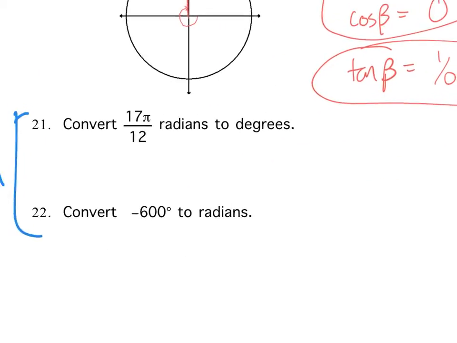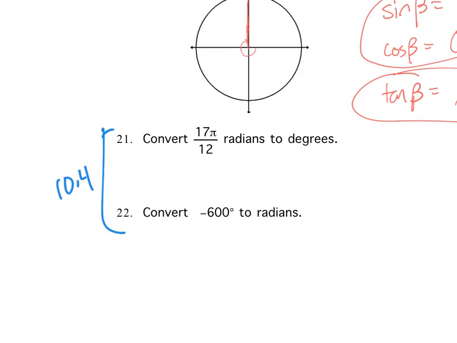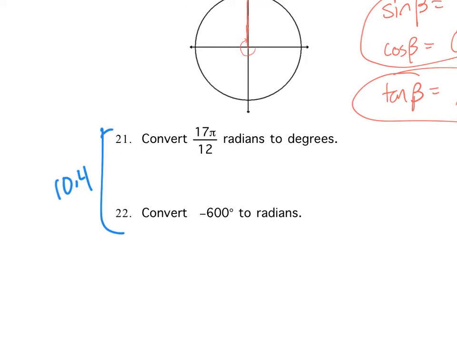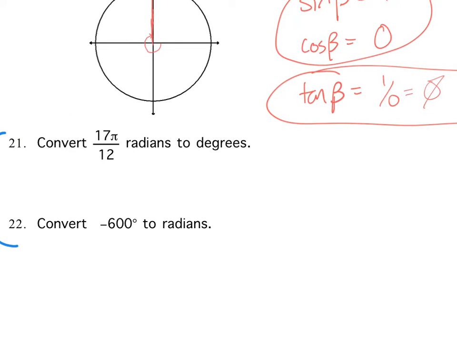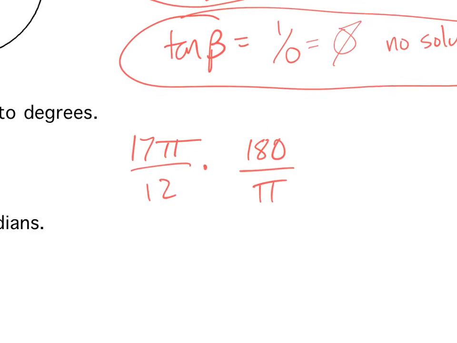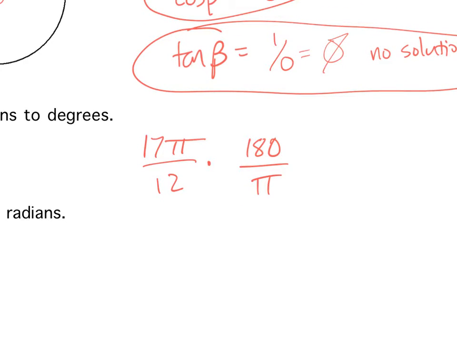Last two problems have you practice converting between radians and degrees. This is from section 10.4, one of the very first things on that study guide. If you're going from radians to degrees, the conversion factor is 180 over pi. The pi's in the denominator. Having the pi in the denominator lets you cancel out the pi that would have been in the radian measurement they gave you. And then you can just put these numbers into your calculator.